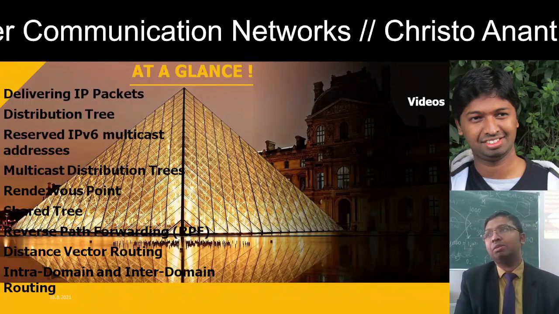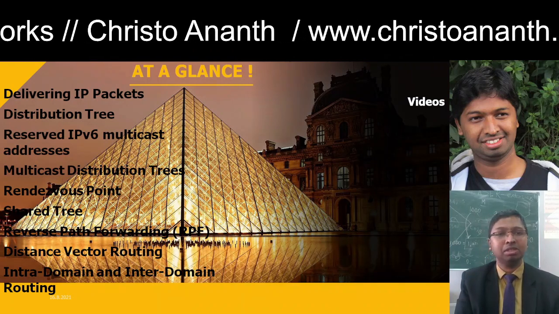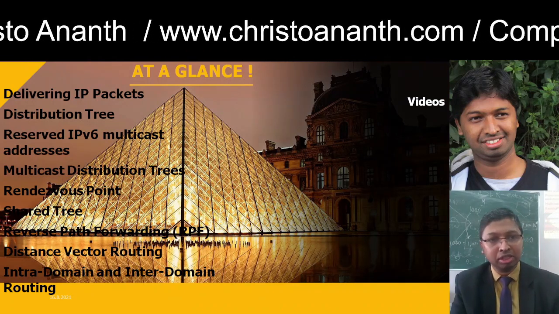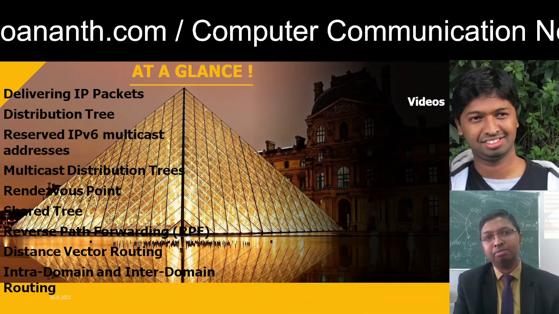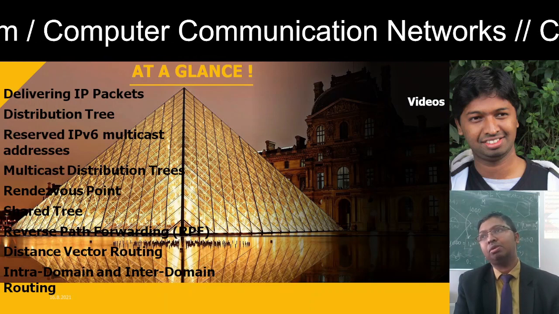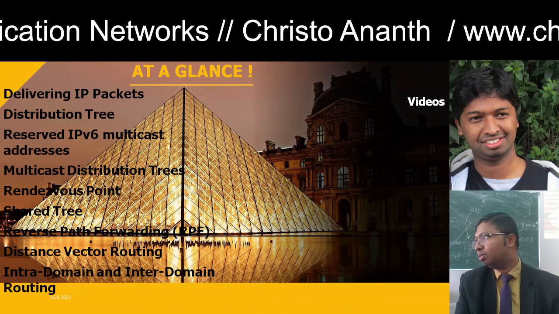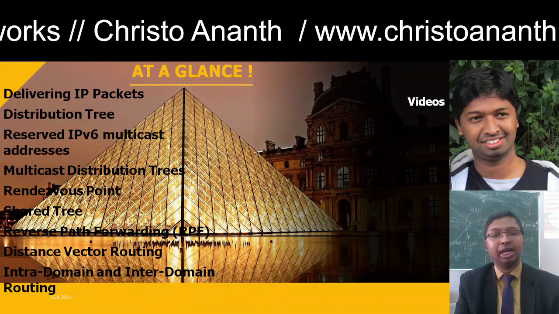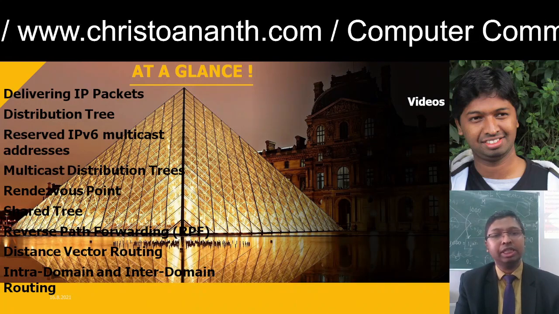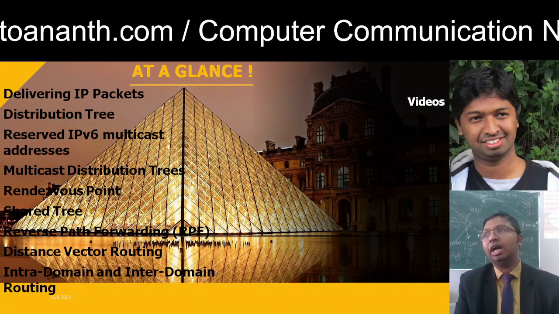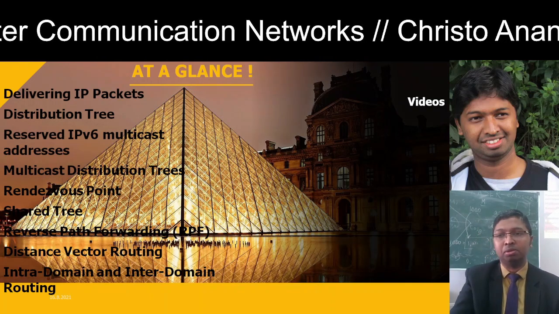In this class, we discuss how to deliver IP packets using defined routing mechanisms. Then we discuss distribution trees, and how you allocate and reserve the IPv6 multicast addresses. Then we discuss multicast distribution trees, the RP, rendezvous point, the shared tree, reverse path forwarding RPF, and DVR distance vector routing. Finally we are going to end this class with intra-domain and then inter-domain routing mechanisms.